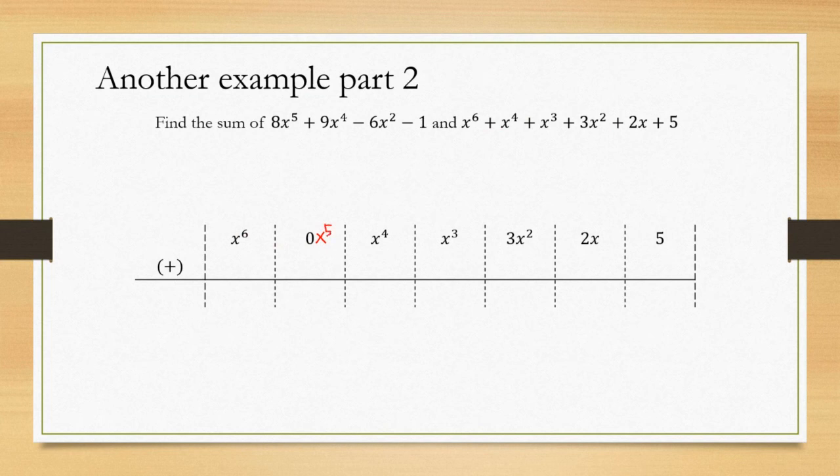I'm not honestly sure. I don't think it's really mathematically precise to write 0x to the 5th, I think people would just write 0. But if you wrote 0x to the 5th or 0x or whatever with me in this method, that's fine. I won't take off points. Then we have x to the 4, x cubed. So you can see each term gets its own column. Okay, 2x, 5.